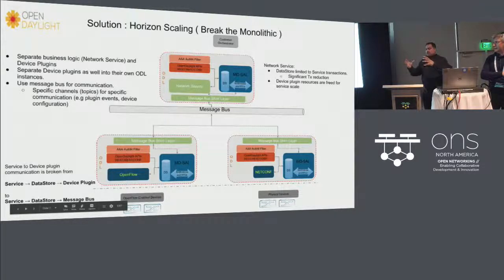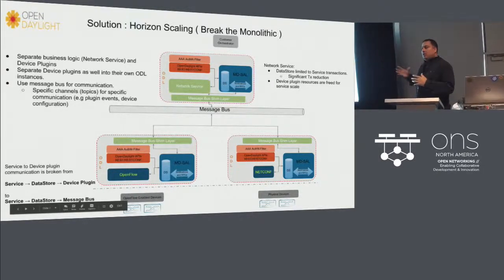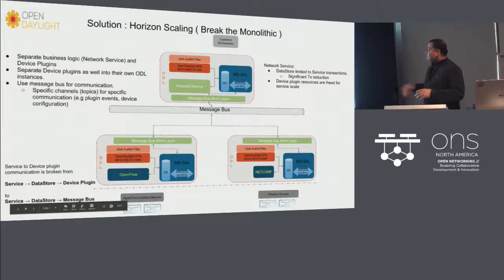Now, because you broke the device plugin out of your main controller part, it frees up resources for services. In our experience, 60% of CPU is consumed by the device plugin. So you take it out, which means your service will get more CPUs. The number of transactions that you put into the data store will reduce. So that will give you outright 60% more resources, and your service can scale, right?